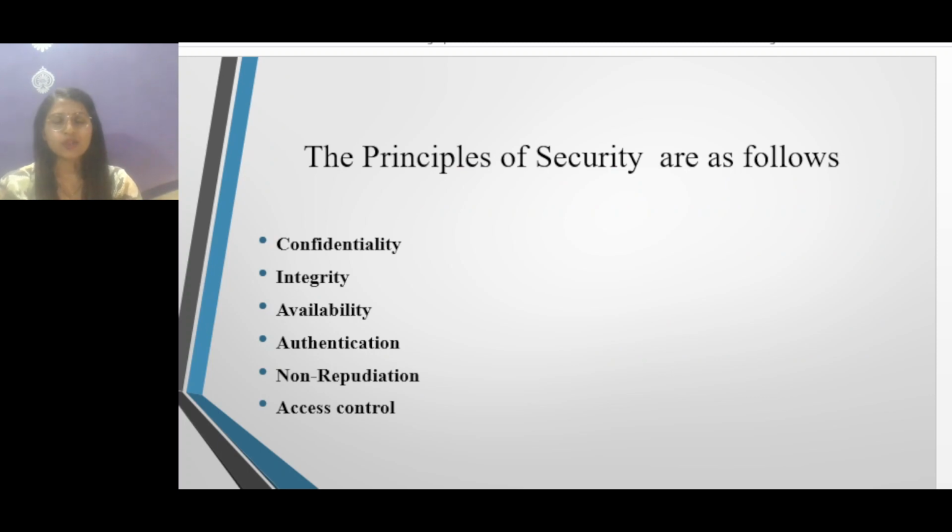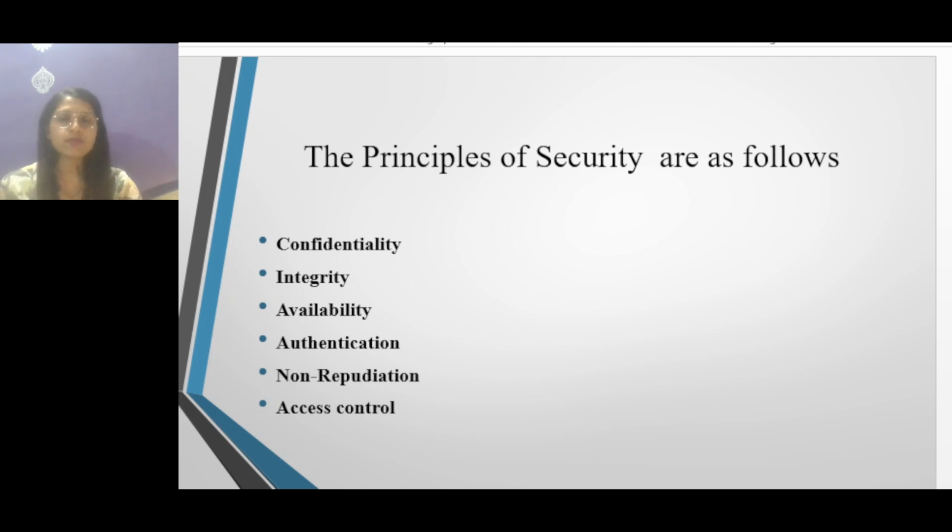In today's lecture, we are going to study the principles of security. What do you understand by the word principle of security? It means basic guidelines that need to be followed. If you are going to have an organization, you need to secure your data. So these principles of security should be achieved.